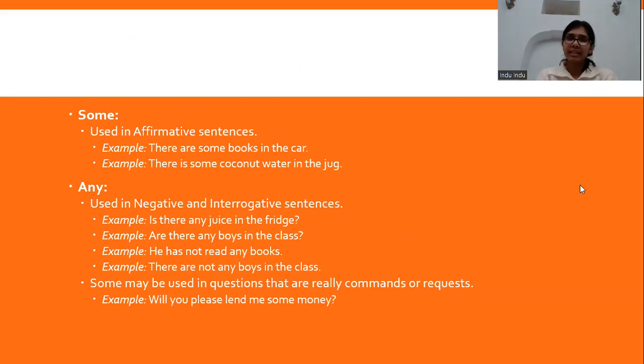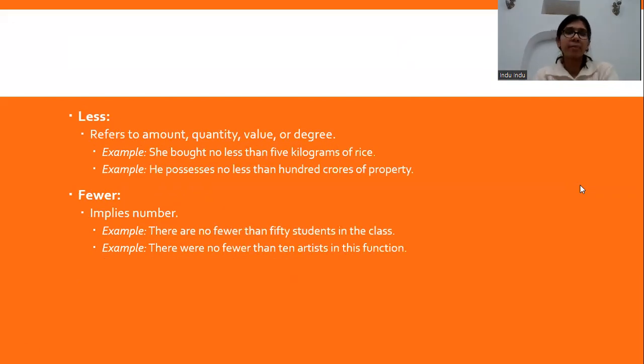Some is used in affirmative sentences. There are some books in the car. There is some coconut water in the jug. Any is used in negative and interrogative sentences. Is there any juice in the fridge? Are there any boys in the class? He has not read any books. There are not any boys in the class. Some may be used in questions that are really a command or request. Will you please lend me some money? So, you should keep these things in mind.